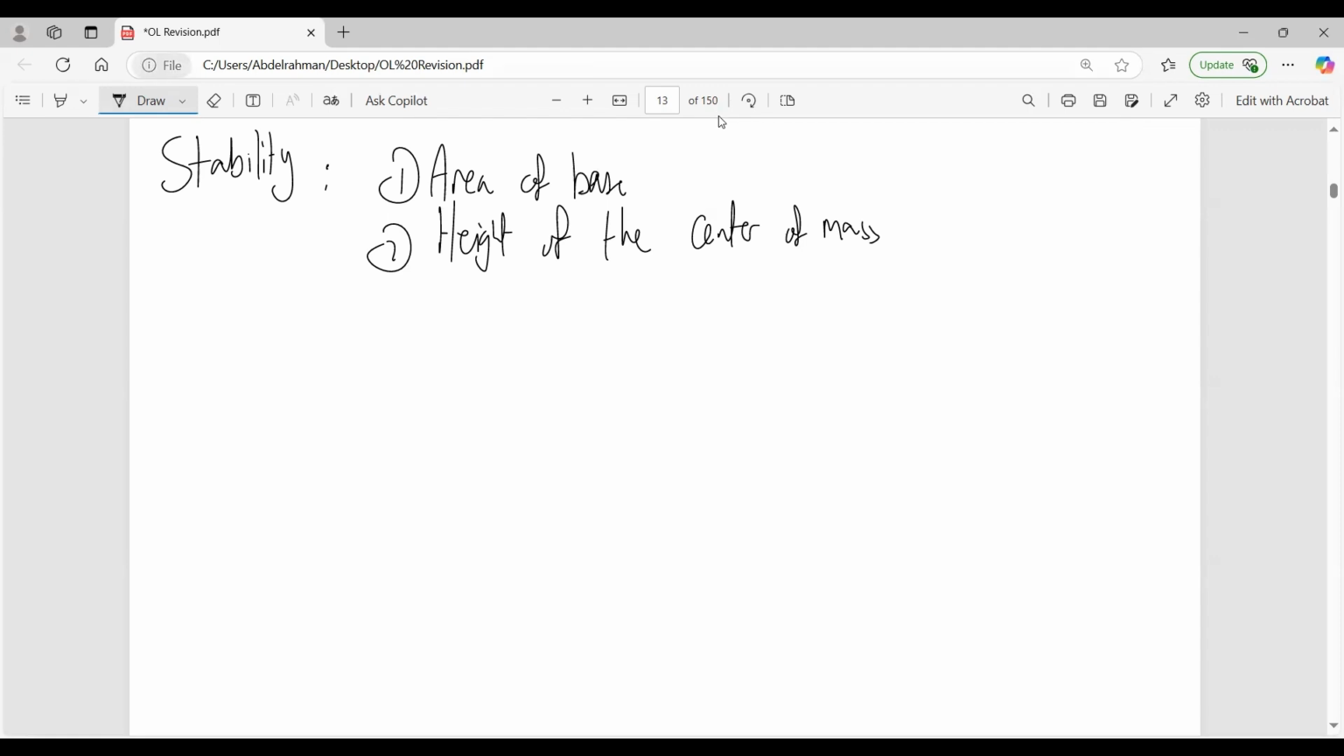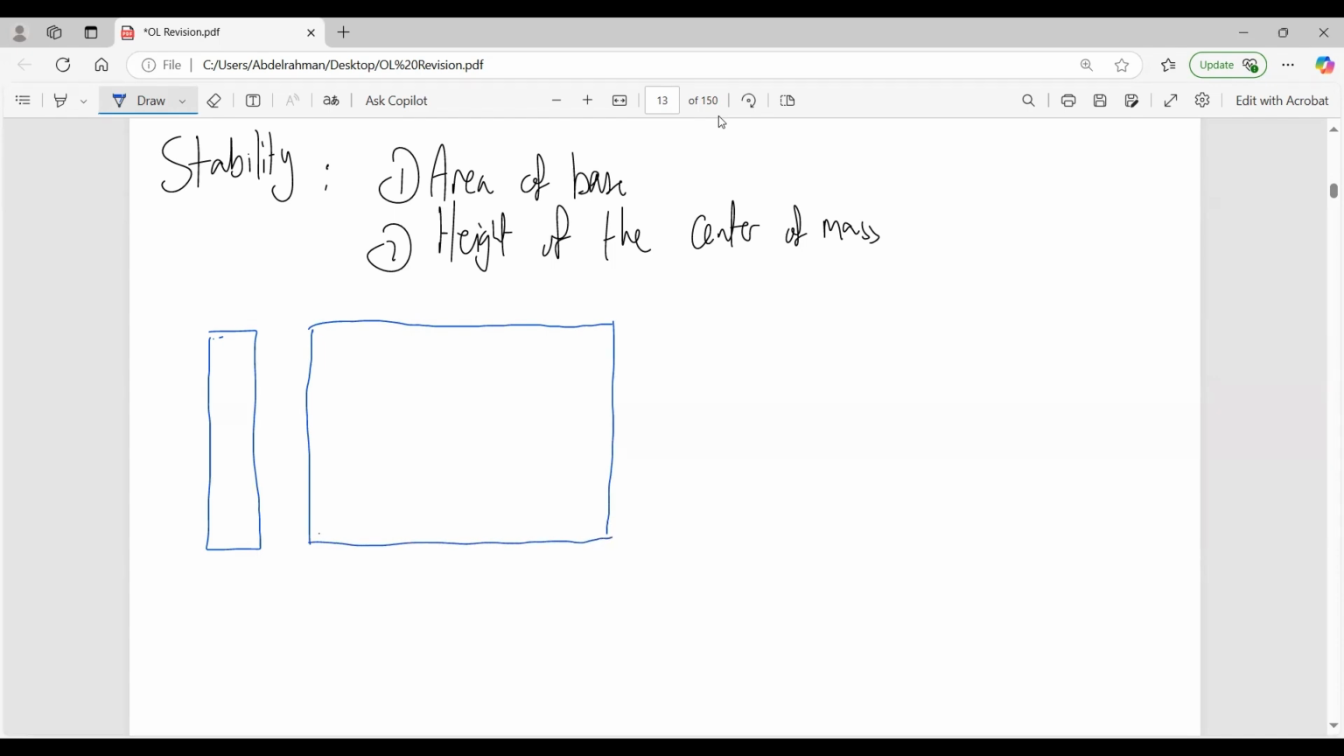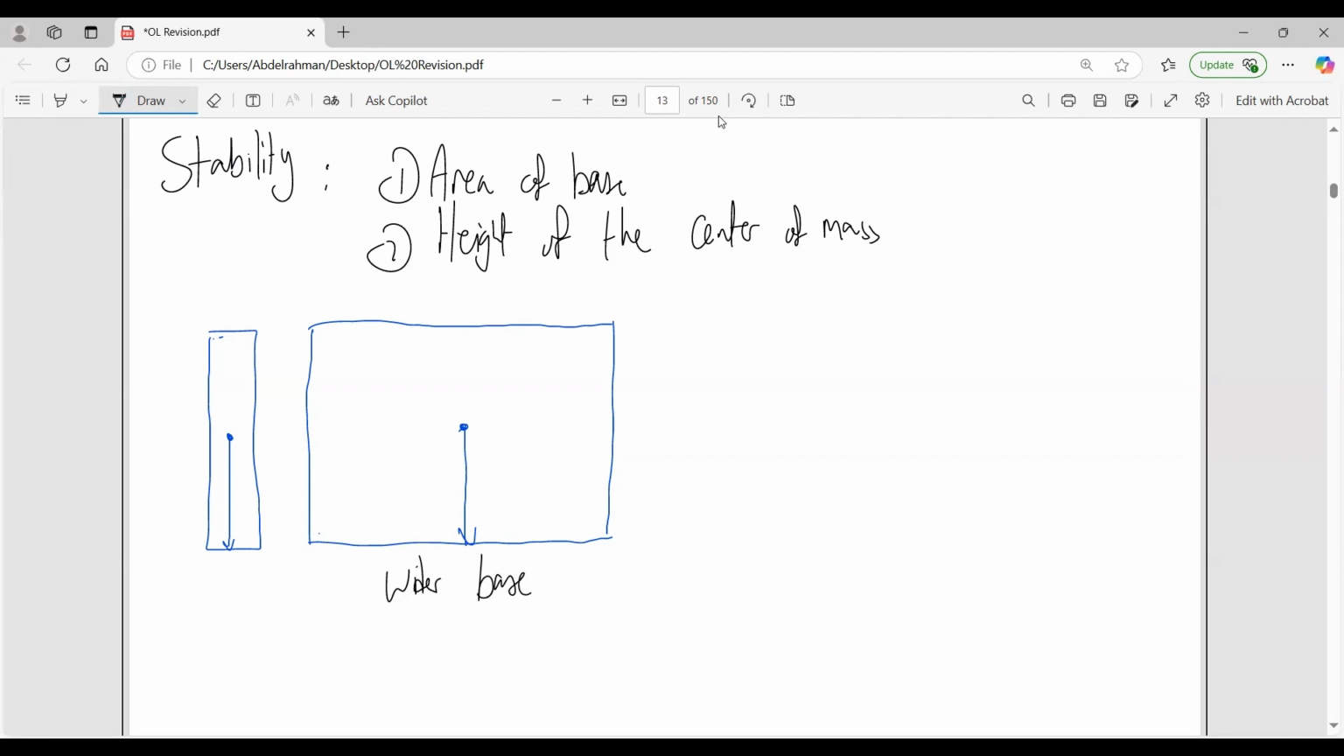If I get two objects, for example, I have a very thin rectangle and I have a very wide rectangle. Both of them have the center of mass at the same distance from the ground. This is the center of mass, and this is the center of mass. But what differs is that the second object has a wider base, so it's more stable.